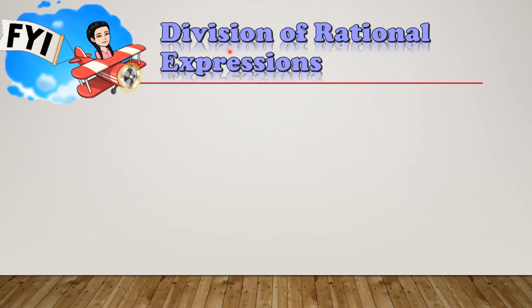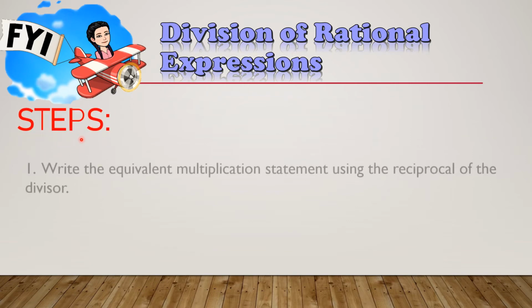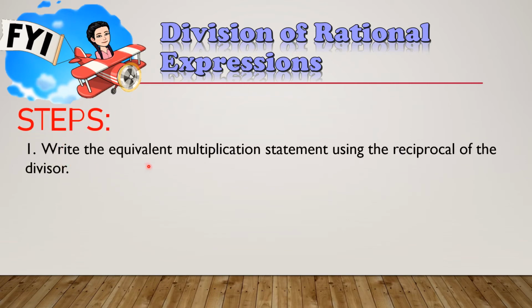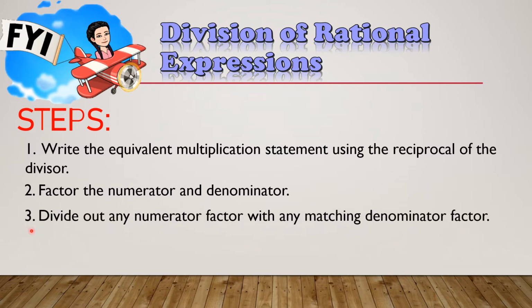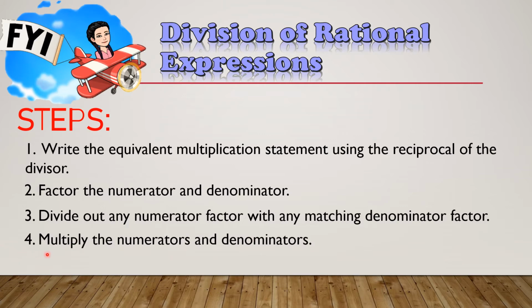Here are the steps in dividing rational expressions. First, write the equivalent multiplication statement using the reciprocal of the divisor. Second, factor the numerator and denominator. Third, divide out any numerator factor with any matching denominator factor. And fourth, multiply the numerators and denominators. And last, simplify if possible.